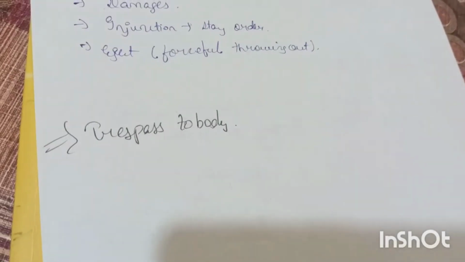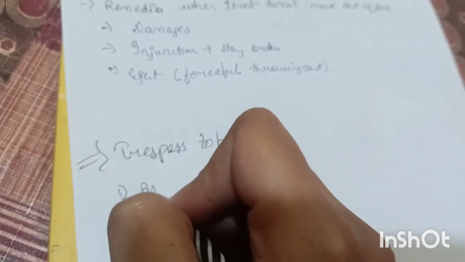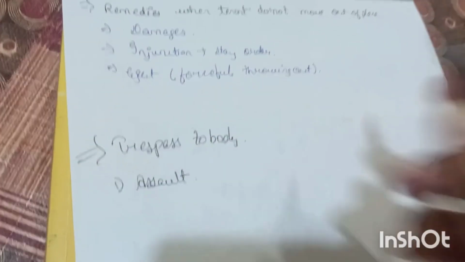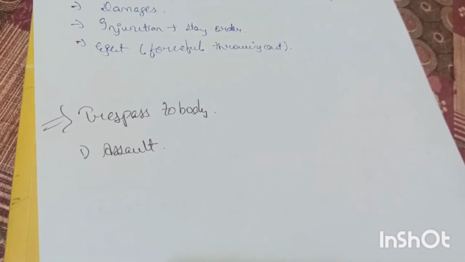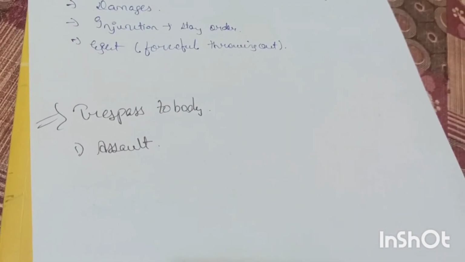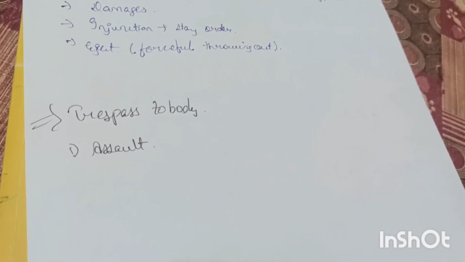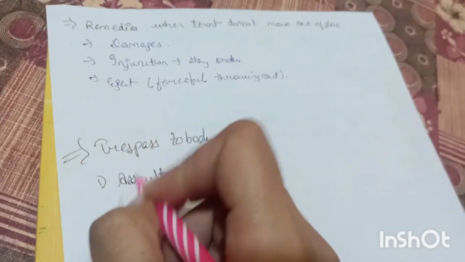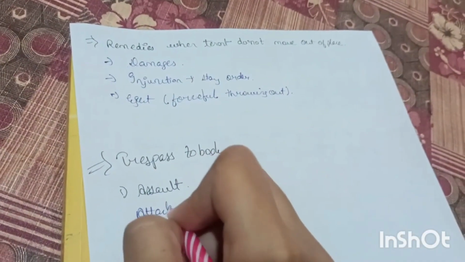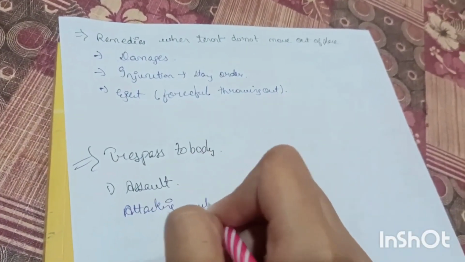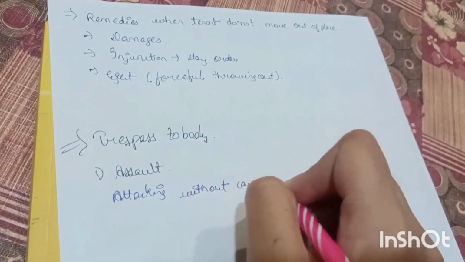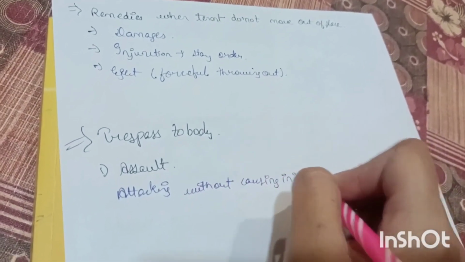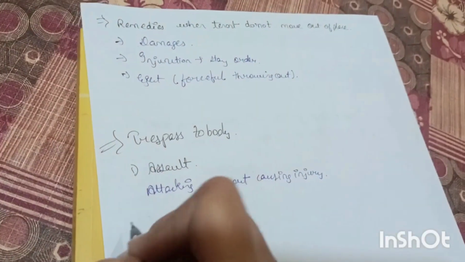Now let's see trespass to body. The first one is assault. In this case there is no physical touch. We are just showing the fist or the slap to the other person so that the other person feels scared. So you can write, attacking without causing injury.